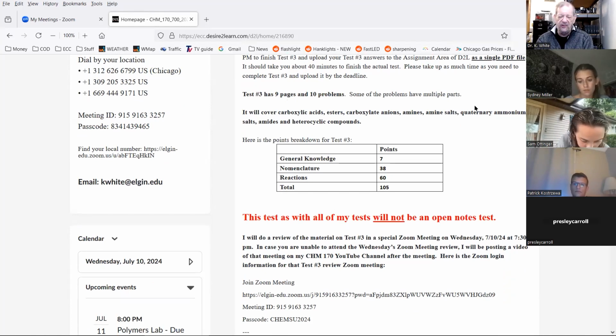Remember, nomenclature is give the name, in this case, because of amines and quaternary ammonium salts, also either the IUPAC or the general name for a structure, and also draw the structure from the name, IUPAC or general name. And then 60 points will be reactions. And here, most of them will be give the organic product or products of the following. There'll be a couple synthesis, give the starting material.